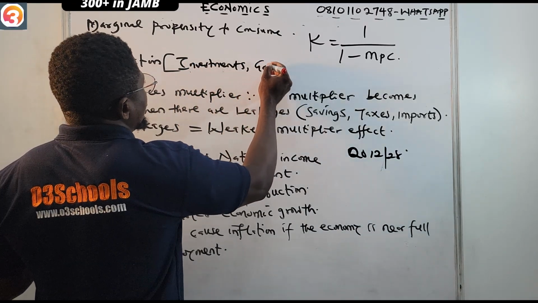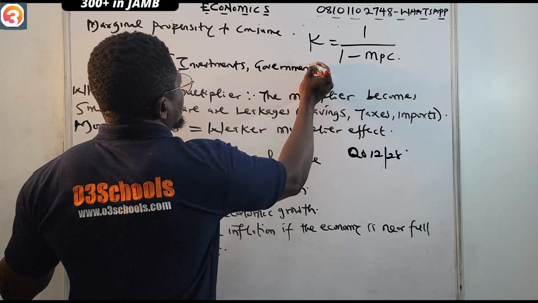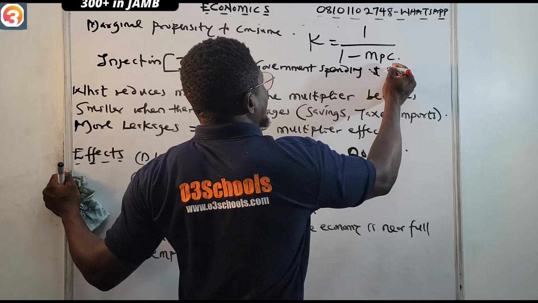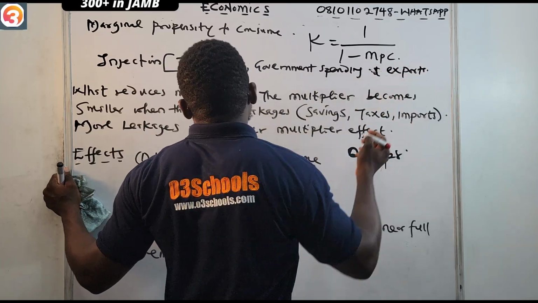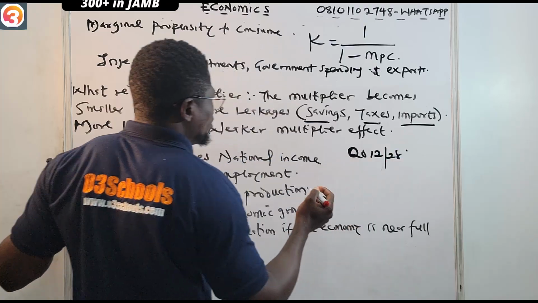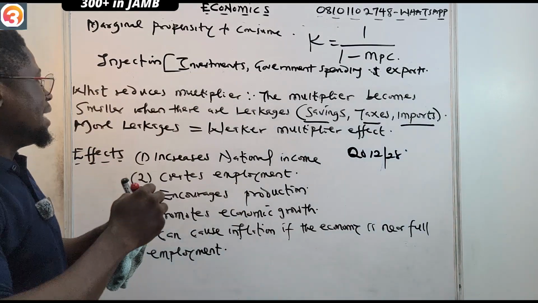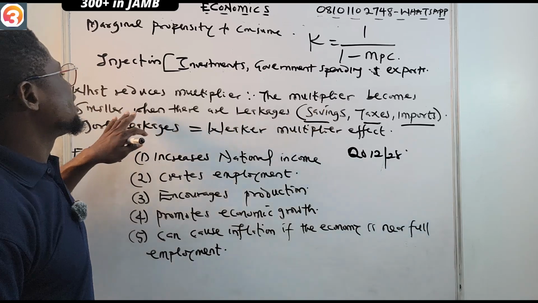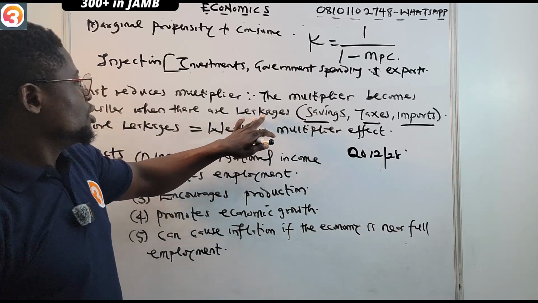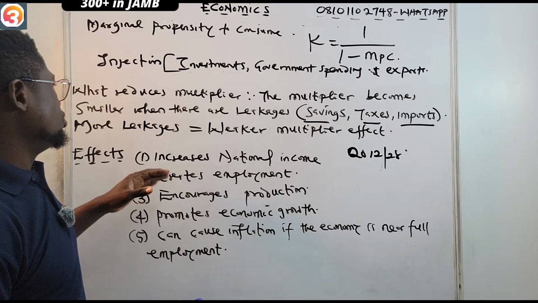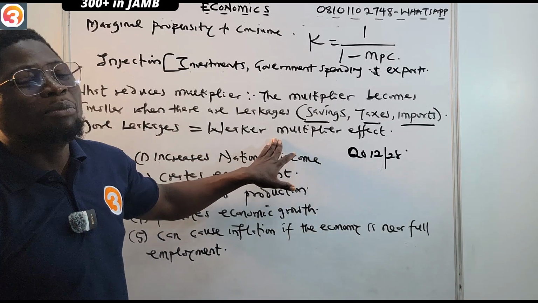Investment, government spending, and exports are injections, while leakages are savings, taxes, and imports. Leakages make the multiplier become smaller. So the multiplier becomes smaller when there are leakages, but of course becomes bigger when there are more injections. So more leakages lead to a weaker multiplier effect.